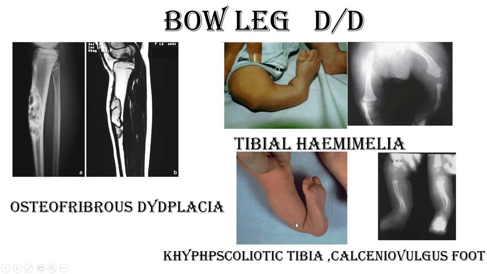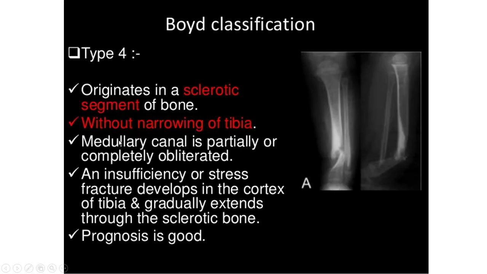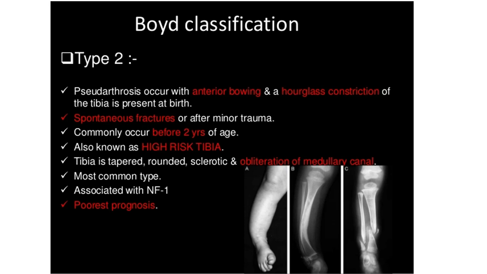But you have to know this, you have to exclude this from the congenital pseudoarthrosis. How do you exclude it? By clinico-radiological association. And this is the most common type we have to encounter.